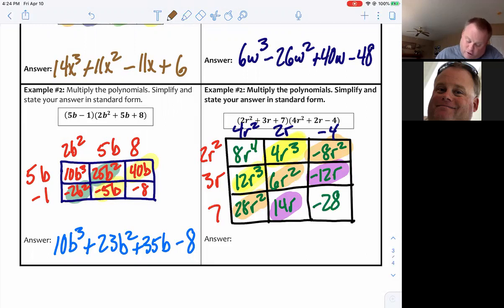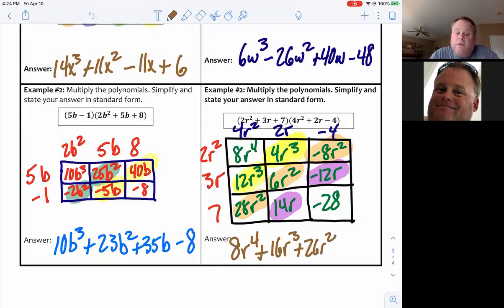So I know that my r to the 4th term comes out first. My r to the 3rds, 12r to the 3rd plus 4r to the 3rd is 16r to the 3rd. Combining the r squareds, 28 and 6 is 34. Both of those are positive. Minus 8 becomes 26r squared. 14 minus 12 is 2r. And negative 28.